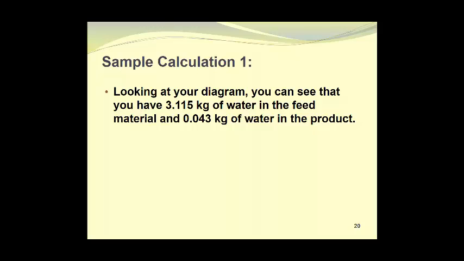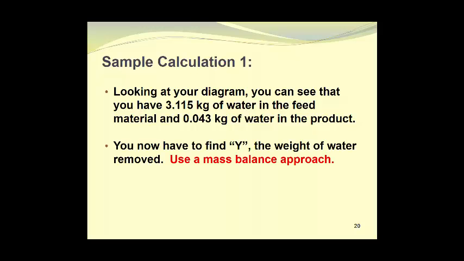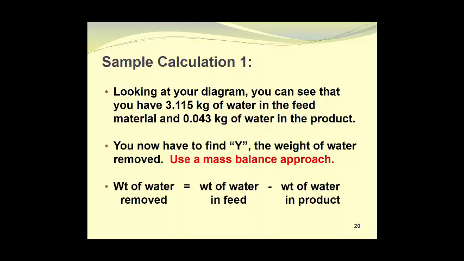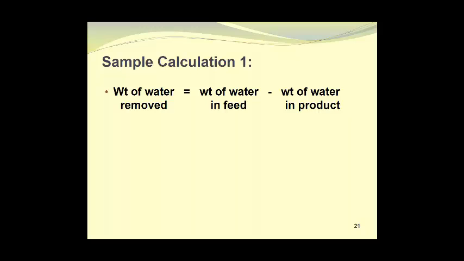Looking at the diagram, we can see that we have 3.115 kilograms of water in the feed material and 0.043 kilograms of water in the product. Now we have to find the value of Y, which is the weight of water removed, so we will use a mass balance approach. The weight of the water removed is going to be equal to the weight of the water in the feed minus the weight of water in the product.